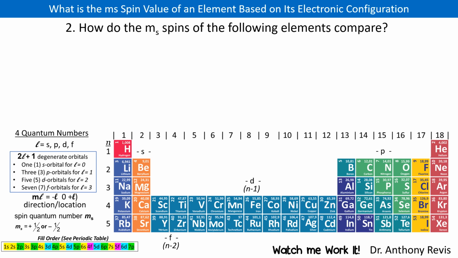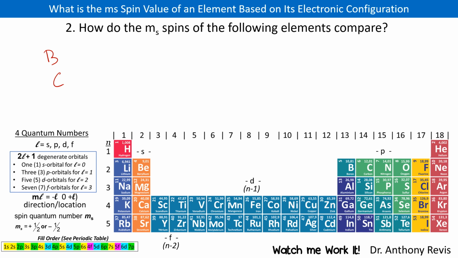Let's play another game here. How do the ms spins of the following elements compare? So based on the trend I just told you or plotting them out, we could compare some things. So let's compare boron with carbon.